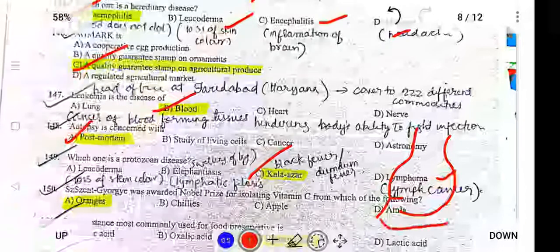Next, which one is a protozoan disease? Protozoa is also a microorganism, and kala azar is one that is caused by protozoa, also known as black fever or dum-dum fever. Kala azar. Lymphoma is lymph cancer, and in elephantiasis there is lymphatic filariasis. Elephantiasis means abnormally sized swelling because of inflammation. It is also known as elephant leg or elephantiasis. And leukoderma is loss of skin color.